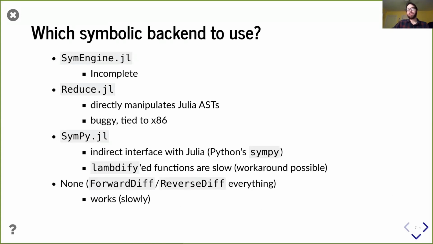I also tried just doing forward and reverse diff everywhere with no symbolic steps, and that does work. You just lose a lot of performance when you're doing some of the tensor contractions numerically every time, instead of just doing them symbolically once.